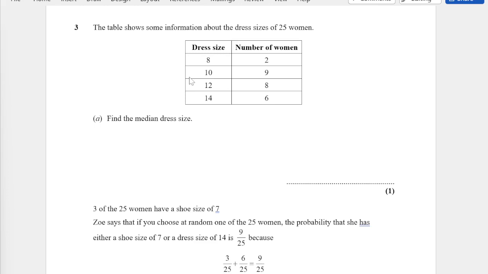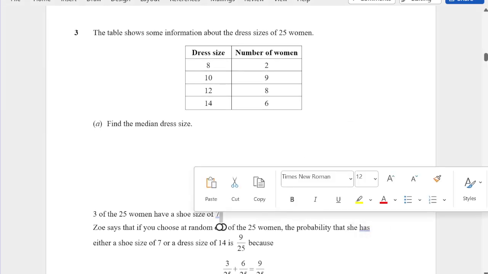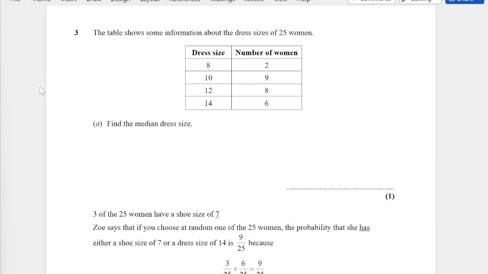Question 3. The table shows some information about the dress sizes of 25 women. We've got dress sizes ranging from 8 to 14, and we've got numbers of women. Find the median dress size. So if we're talking about 25 women, the median is found by arranging them in size order and then finding the middle value. We can do that from a group of 25 by adding 1 to it and then dividing by 2.